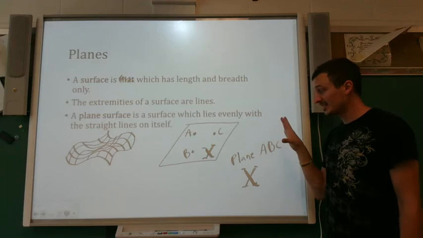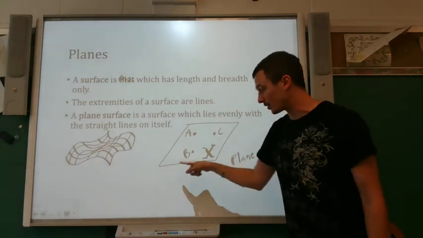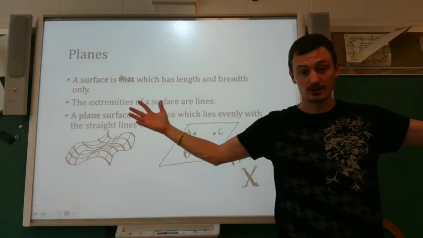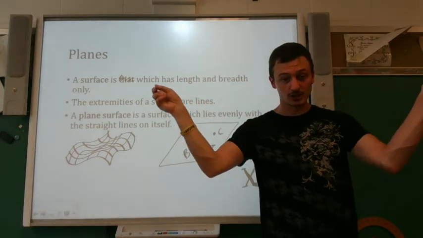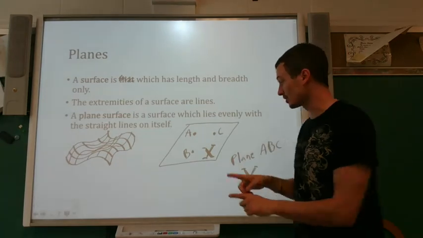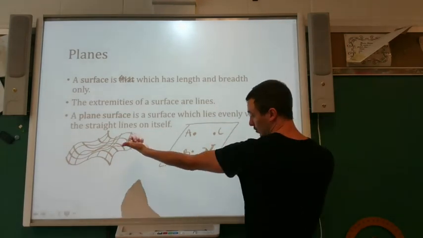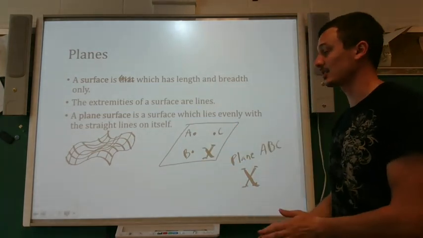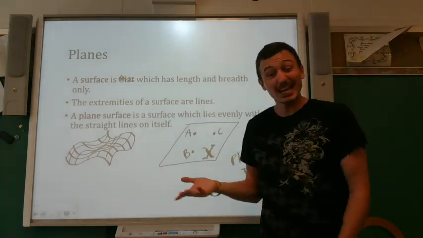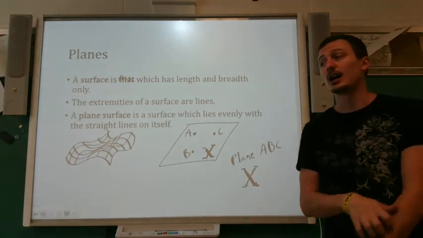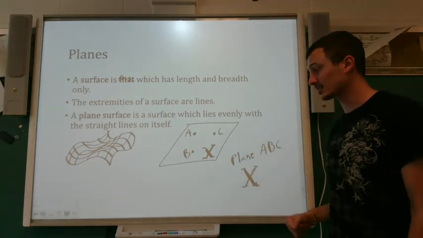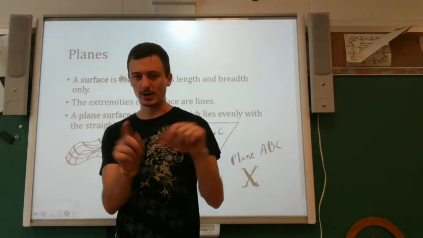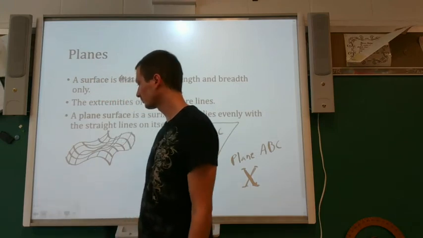But the way this is, these are not the boundaries of the plane. A plane goes forever, same as a line goes forever. It's just that a line goes forever in one direction. A plane goes forever in 2 directions. So it's going forever this way and this way. And it's forever big. So planes don't necessarily have to have edges. They can, they don't have to. But this plane X just goes forever in all directions. 2 directions, this way and that way.